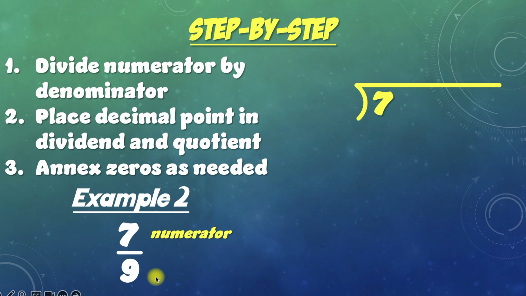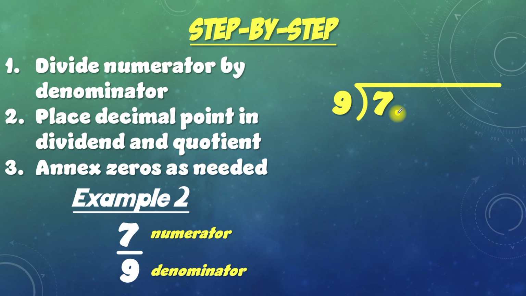This 9 is our denominator, and that's going to be doing the dividing, which means it's going to go outside of the long division notation. Then we're going to place the decimal point in the dividend and the quotient. Remember, the dividend is the number inside of the long division notation. So we'll place a decimal point right here.